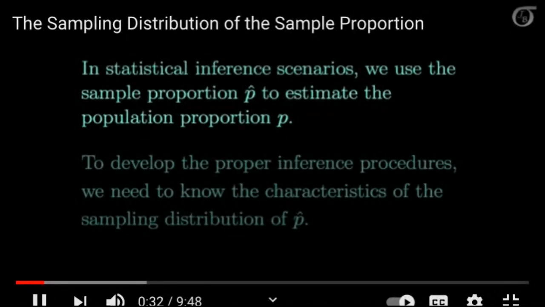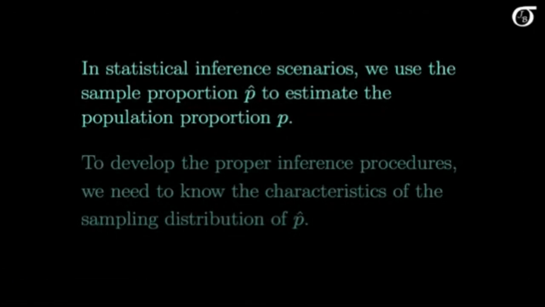In statistical inference scenarios, we use the sample proportion P hat to estimate the population proportion P. To develop the proper inference procedures, we need to know the characteristics of the sampling distribution of P hat, and that's what we're going to investigate in this video. I'm going to assume in this video that we are sampling from an infinite population, so that we are sampling only a small fraction of a large population. That is typically the case in practice. The situation changes a little bit if we are sampling a larger fraction of a finite population.